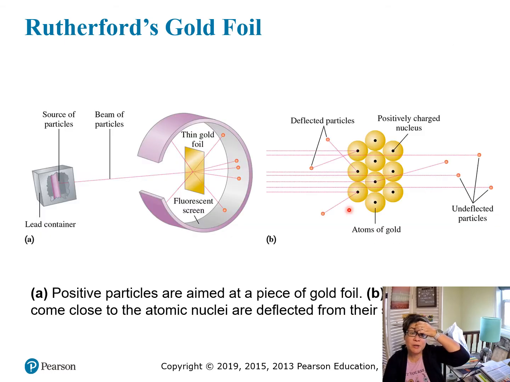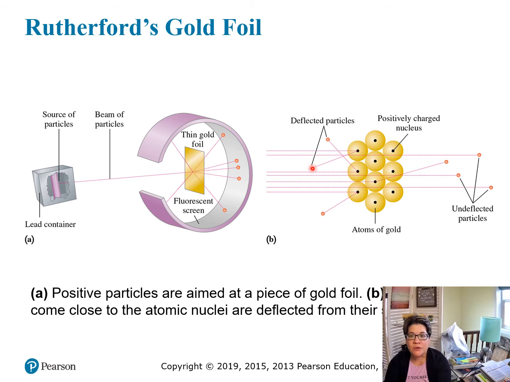So this is what his experiment looked like. He had his gold foil right here. These alpha particles are actually radioactive, so this is where they came out of. He shot a beam of these particles. These are positively charged little nuclei that he shot out.